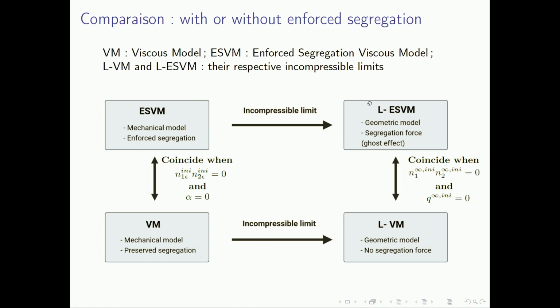On the other hand, we're happy to see that in the case where we take initial data that also don't mix, and you take Q initial equal to 0 in the limit of the ESVM, then you recover exactly the system obtained as the limit of the VM. This one is quite interesting because you have this ghost effect, this segregation force that remains in general.